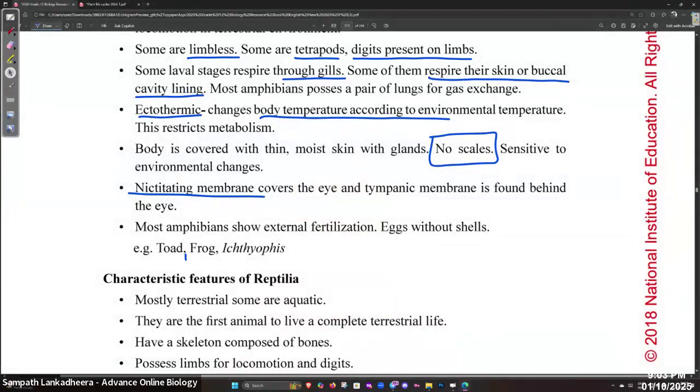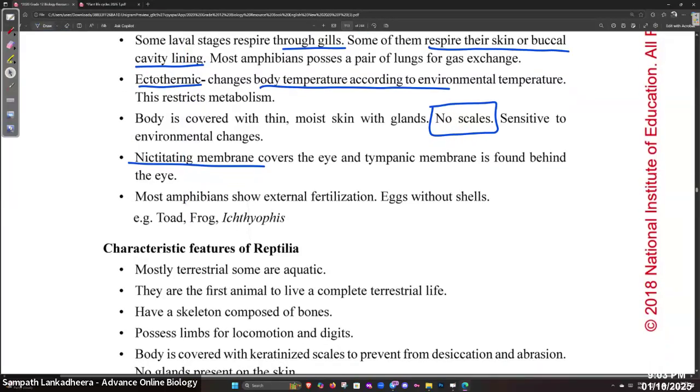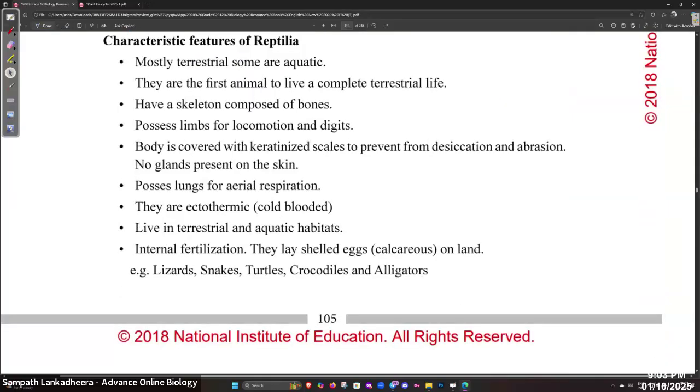Most are terrestrial, some are aquatic. They are the first animals to live complete terrestrial life, have a skeleton composed of bones, possess limbs for locomotion, and the body is covered with keratinized scales. No glands, a special feature.